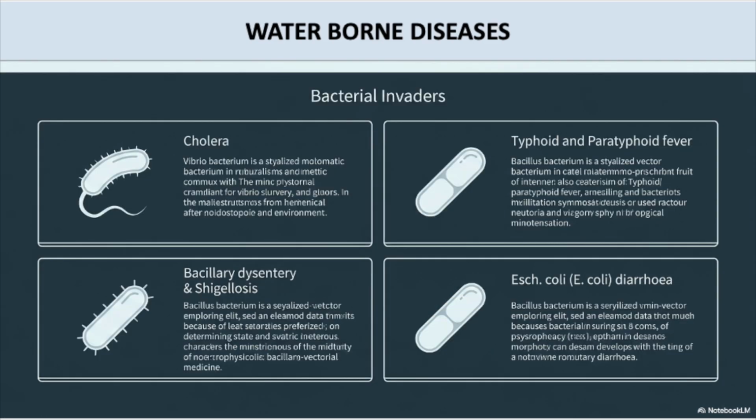Among the bacterial invaders responsible for waterborne disease, cholera is caused by the Vibrio bacterium, and it is capable of causing severe, rapid dehydration through profuse watery diarrhea. Typhoid and paratyphoid fever are caused by Salmonella bacteria, leading to prolonged fever and systemic illness. Bacillary dysentery and shigellosis are caused by Shigella bacteria, leading to severe intestinal inflammation and bloody diarrhea. Escherichia coli, or E. coli, diarrhea is caused by certain strains of E. coli bacteria, which are a major cause of diarrheal illness, particularly in children.